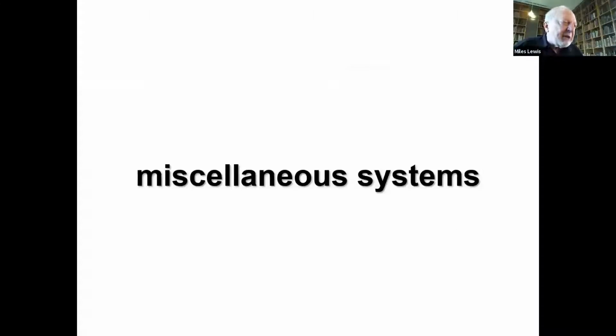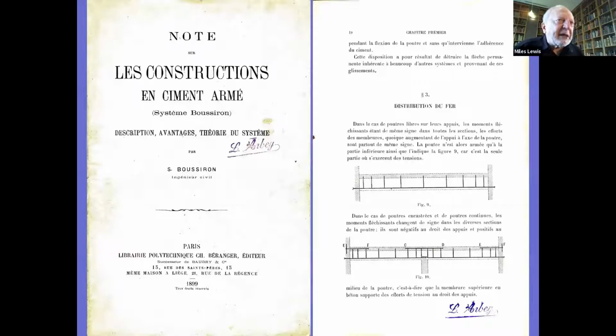Now, there are a number of other systems. I'm talking mainly about the 1890s, a period of great experiment, not always fully scientific. The means of calculating steel and concrete were not really developed. So you get French people like this man here, Boussiron, one of many.